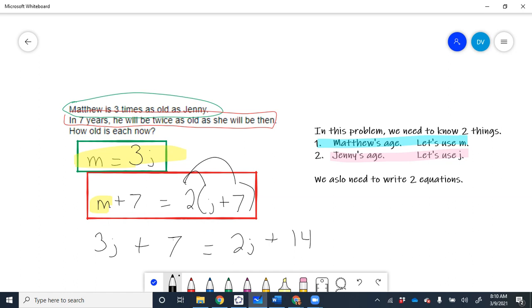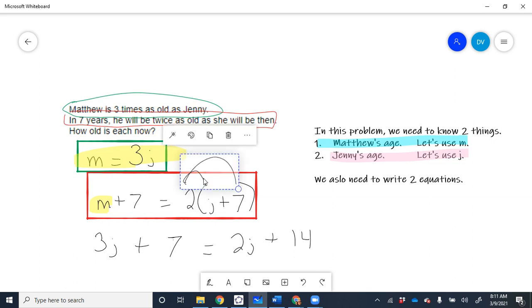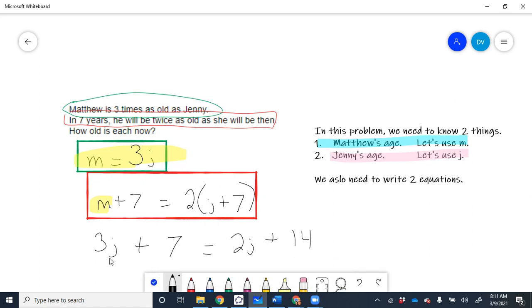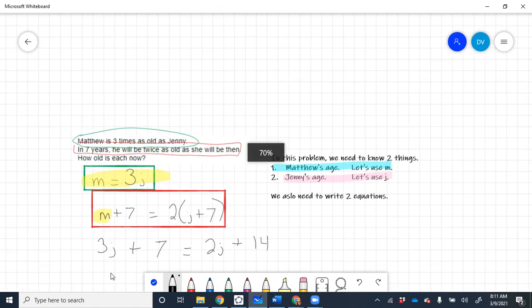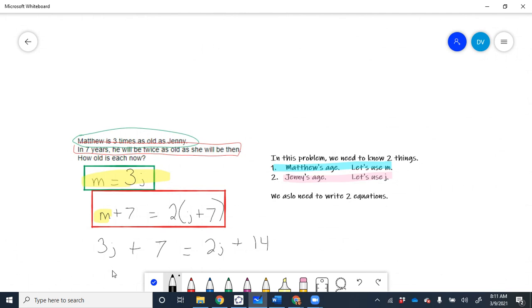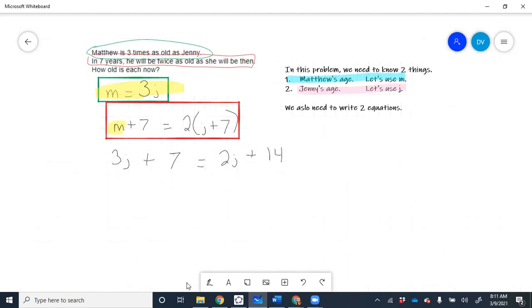The equation in the green box had an M and a J, and so did the equation in the red box. It had an M and it had a J. And so when we only have one variable, one letter, it's going to be a lot easier to deal with. Okay. So let's simplify what we have now. I could make just a little more room here, so we'll have more room to write it.